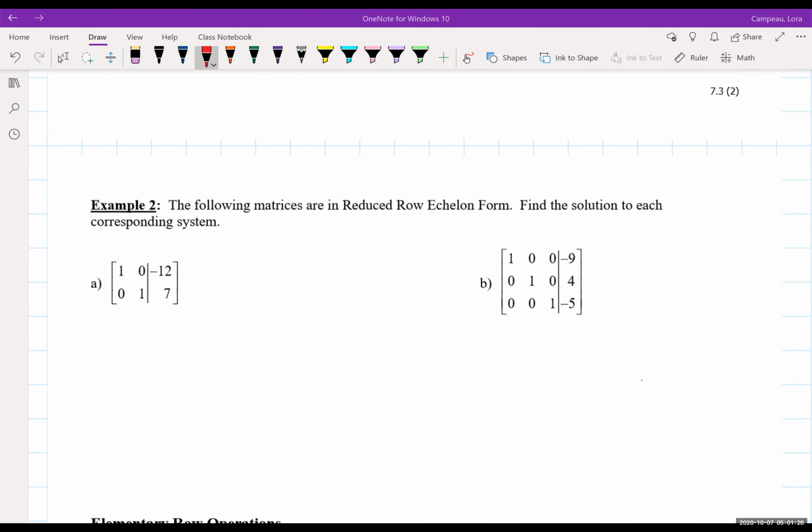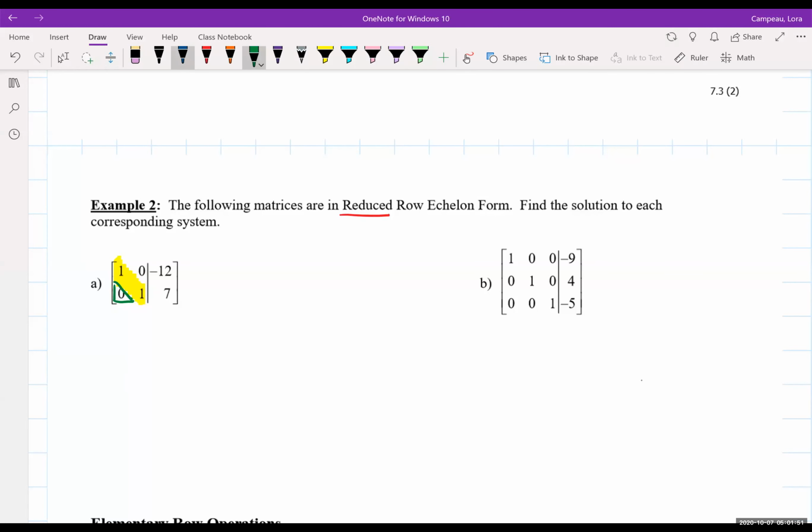Now moving on to a little bit more back substitution. This time our augmented matrices are in reduced row echelon form. So let's emphasize that. Remember, with reduced row echelon form, we have a diagonal of ones. Same characteristics as row echelon form: diagonal of ones, lower left triangle of zeros.